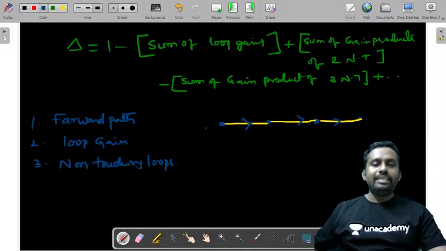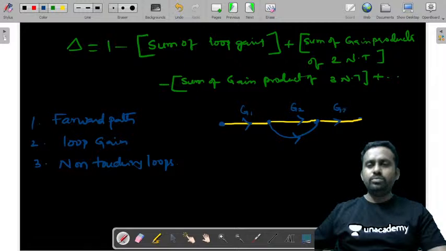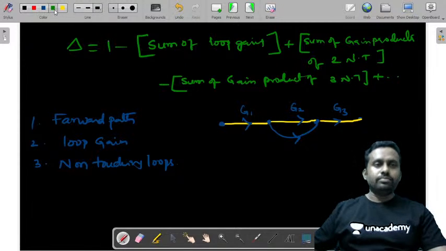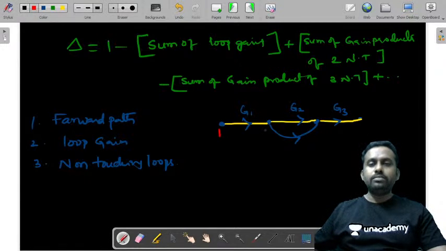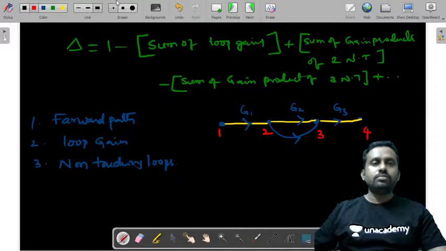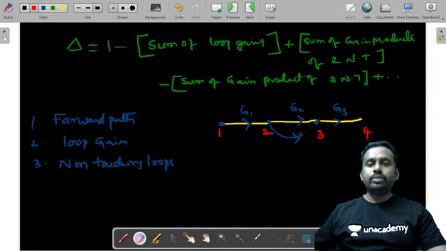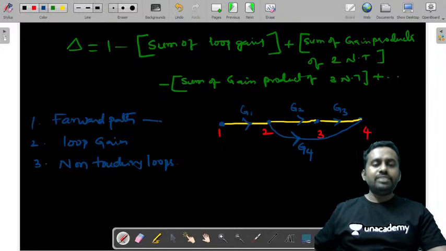Now, for the forward path, let's say you have this graph, and let us call this gain G1, this gain G2, this gain G3. Let us give numbers to the nodes: 1, 2, 3, 4. Let me take it this way. So this is 1, and let us call this gain G4. Now, what is a forward path?